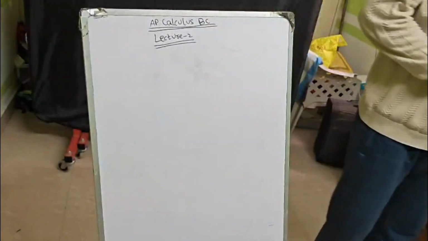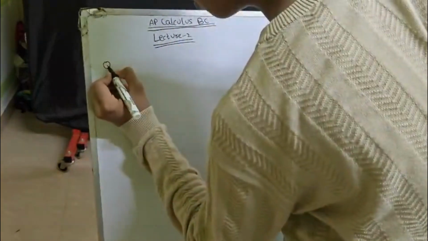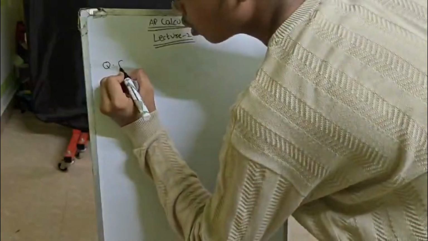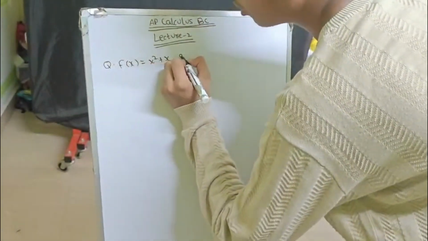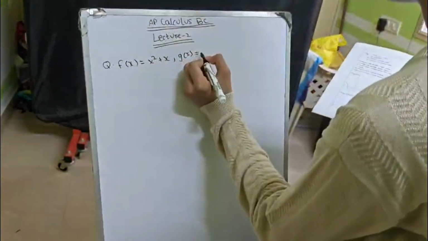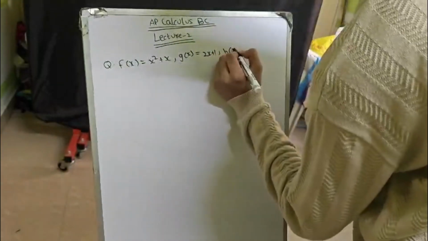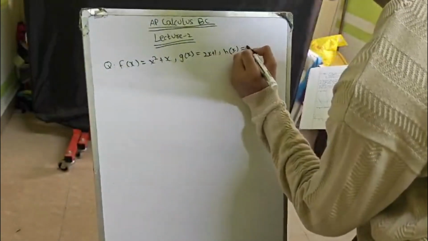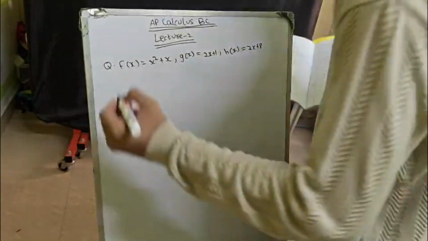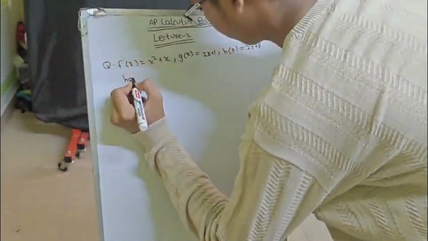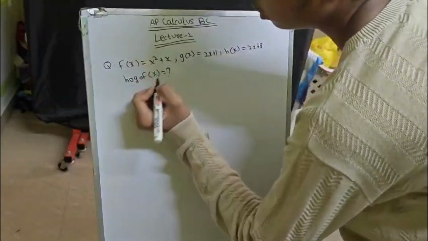Okay, so now let's solve a question. Let me see the question. f of x equals x squared plus x. g of x equals 2x plus 1. h of x equals 2x plus 8. What is h∘g∘f of x? h∘g∘f of x equals what?